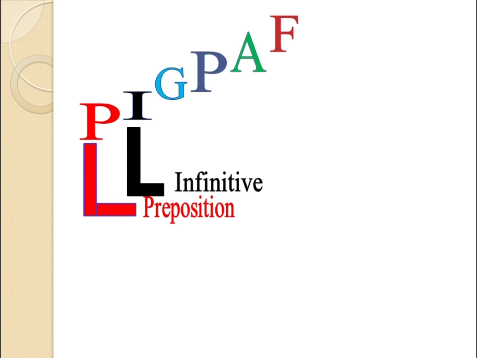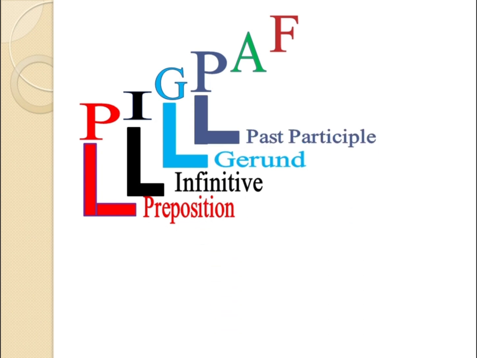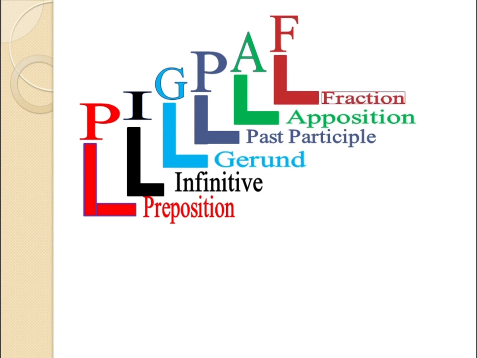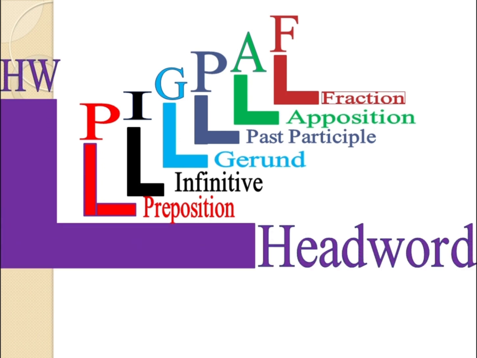Here you see PIG-PAF. So what does PIG-PAF actually mean? Here, P for preposition, I for infinitive, G for gerund, P for past participle, A for apposition, F for fraction. These are the contents. After and before them, a headword takes its position.